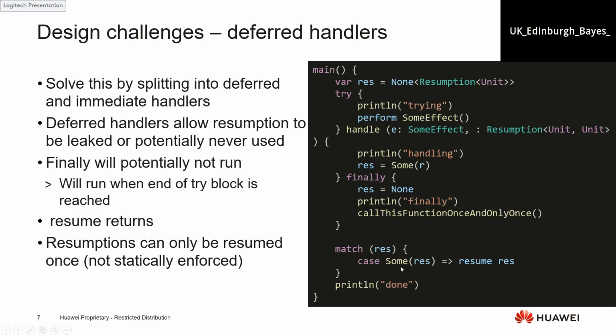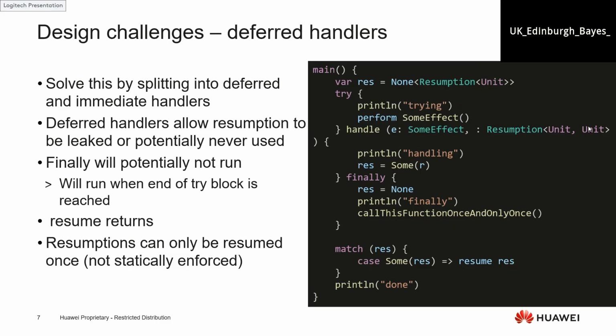Well, what we specified here is that resume actually will return in this case. So when we resume in here, when we reach the end of this try block, we run the finally, and then resume will return back to this position here with the specified type, which in this case is unit. But you can define your resumption type and your effect so that you can return arbitrary values at this point as well. And of course, resumptions can at this point in time only be resumed once. It's not statically enforced, but it will be a runtime error if you try to resume a resumption twice.